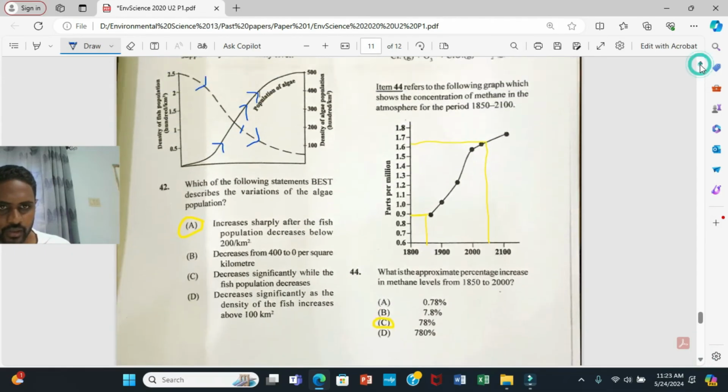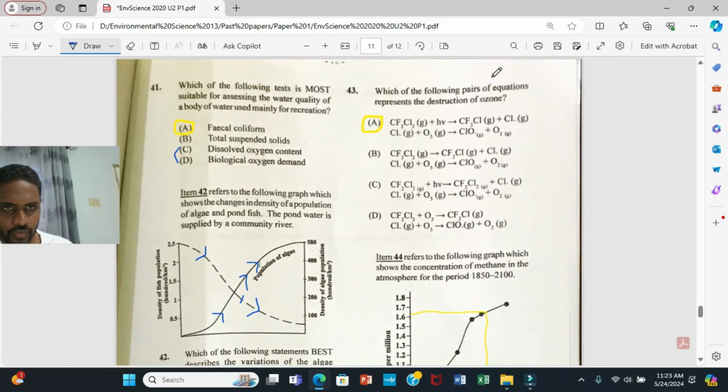43. Which of the following pairs of equations represents the destruction of ozone? Of course, guys, this question is in paper 2023, so go over to the channel. The explanation is not in that, guys. It was blurred in here. So pay attention. The best answer is A.